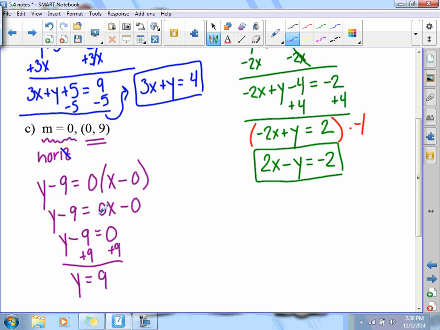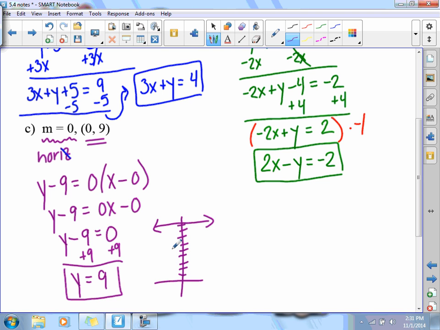Now my x really should be on the other side, but I don't have an x, I have 0x. Okay, so I don't have an x term here, I just have a y term. But again, I don't have any fractions or decimals. The first term isn't negative. Okay, so this is a horizontal line. Okay, y equals 9. If I was to graph that, I'd have to go up to 9 on the y-axis and draw my horizontal line.